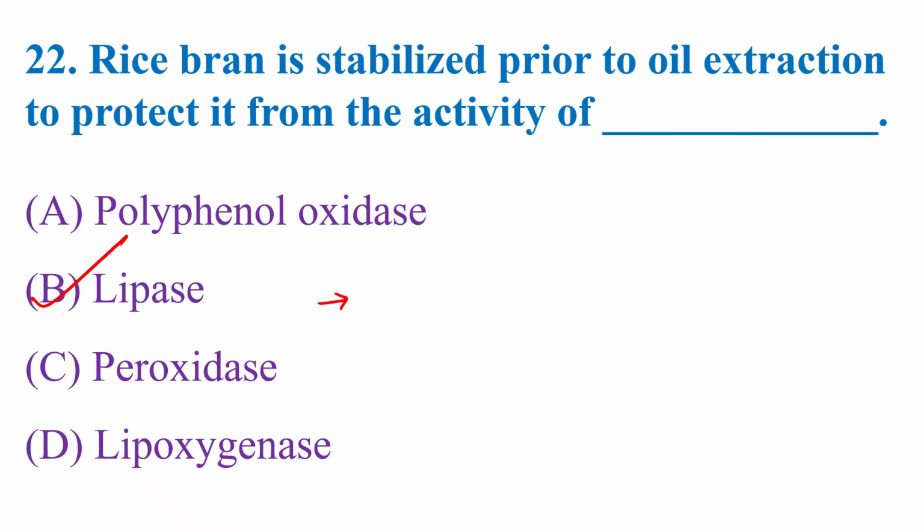Whereas option A, polyphenol oxidase, causes browning, but it does not affect the oil quality. The main concern of this is the browning reaction. And peroxidase will affect the color, and might affect the flavor of some plant tissues, but not the fat contents. And lipoxygenase will oxidize the unsaturated fats.